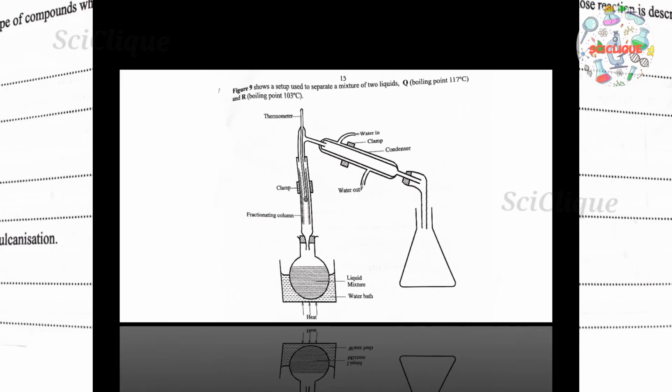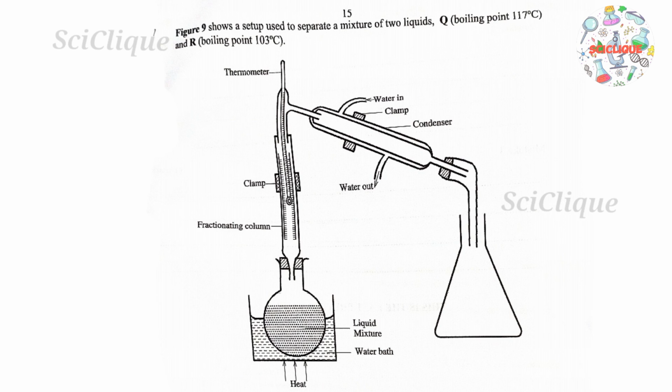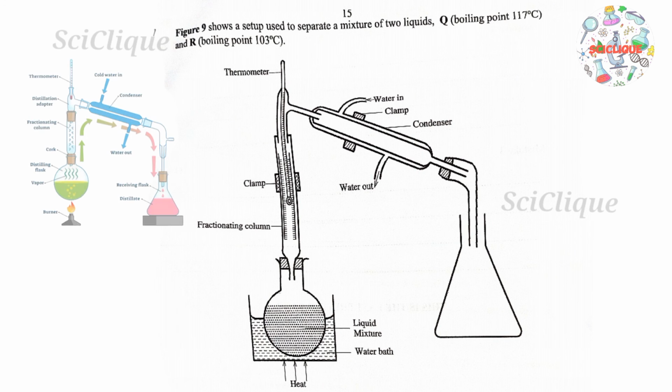Our last question. Figure 9 shows a setup used to separate a mixture of two liquids, Q and R. So we're supposed to identify 3 mistakes that are in the setup and give a reason for each case. Now, mistake number 1 has to do with the thermometer. The thermometer has been dipped in too far inside the fractionating column. Now, it should be at the end of the adapter as such. Remember, the function of the thermometer is to measure the temperature of the vapor.